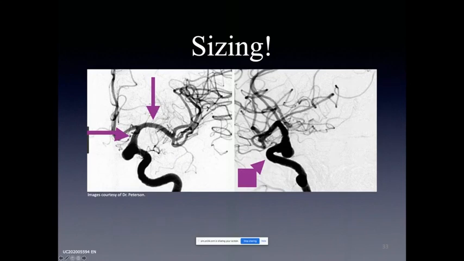It doesn't matter if you have a little bit of lack of wall apposition distally, but proximally, it's a big problem. So that is what you really care about. So if this is 3.5 and this is 5, you're going to put in a 5, right? It doesn't matter what this is.